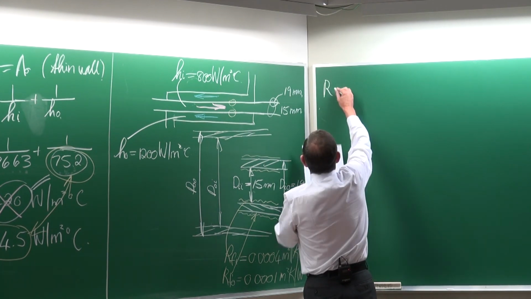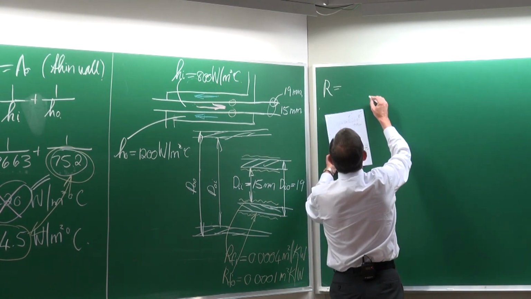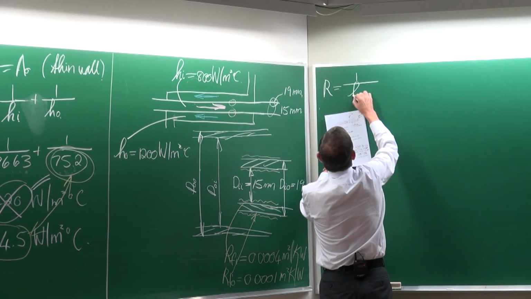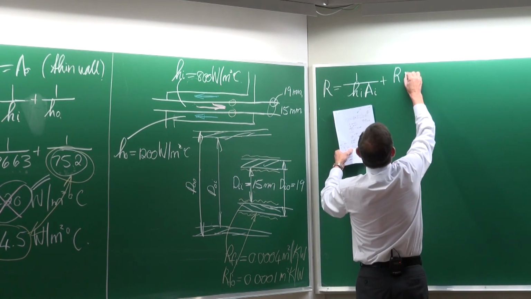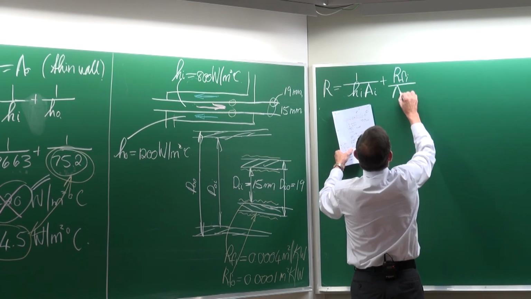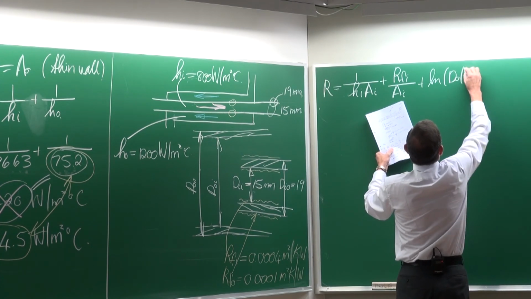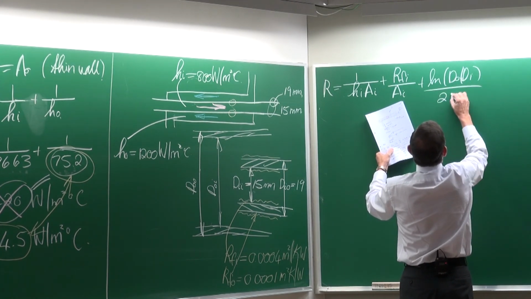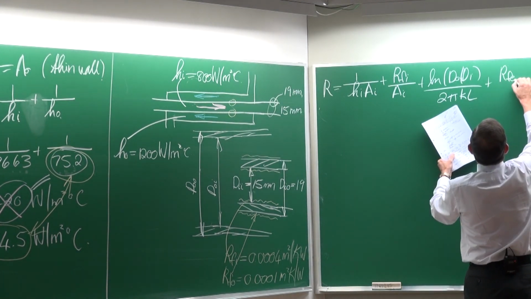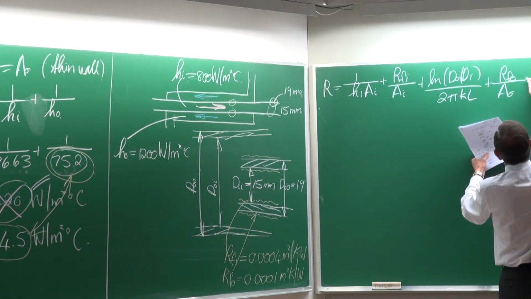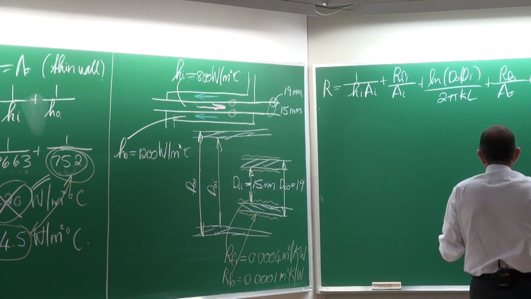So if we look at this resistance term, which we can write as 1 divided by the heat transfer coefficient on the inside times the area on the inside, plus the fouling on the inside divided by the area on the inside, plus the ln of the diameter ratio divided by 2 pi KL, plus the fouling resistance of the outside divided by the area of the outside, plus 1 divided by the heat transfer coefficient on the outside and the area on the outside.